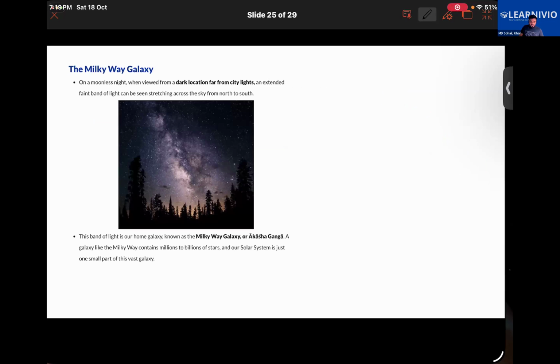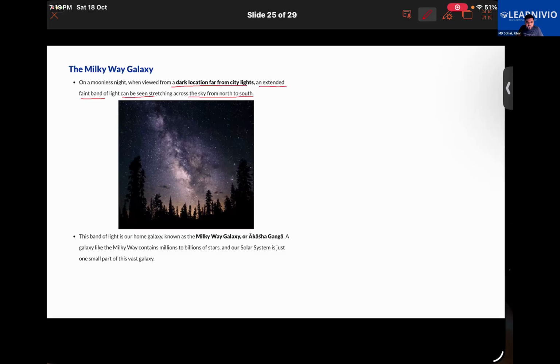Okay. Now let's learn about the Milky Way galaxy. What is the Milky Way galaxy? On a moonless night, when viewed from a dark location far from city lights, an extended faint band of light can be seen stretching across the sky from north to south.